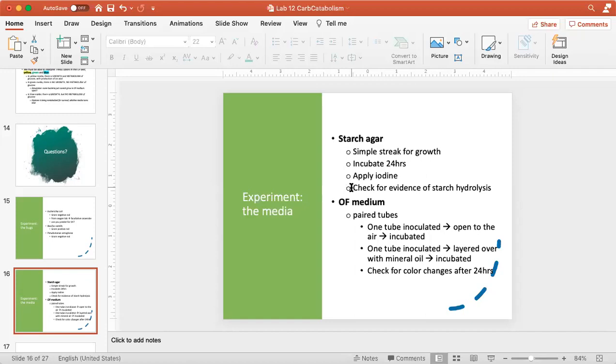We're also going to inoculate a pair of OF media tubes. One tube we're going to inoculate and leave open to the air in the incubator. One tube we're going to inoculate, and then we're going to cover it with mineral oil and incubate it. We're going to take the tubes out after 24 hours and look for those color changes.